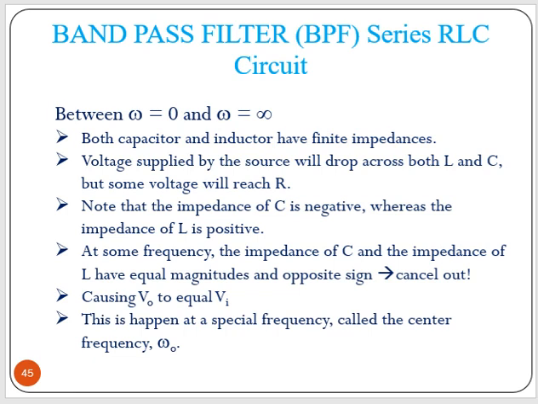Note that the impedance of capacitance is negative, whereas the impedance of an inductor is positive. At some frequency, the impedance of C and the impedance of L have equal magnitude and opposite sign and cancel out, causing V0 to equal V1. This is the resonant condition, and we can find this resonant frequency, which you already know.